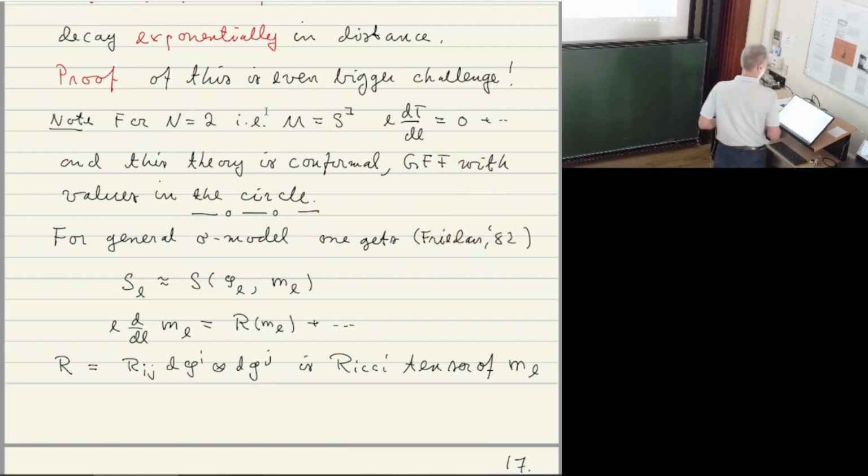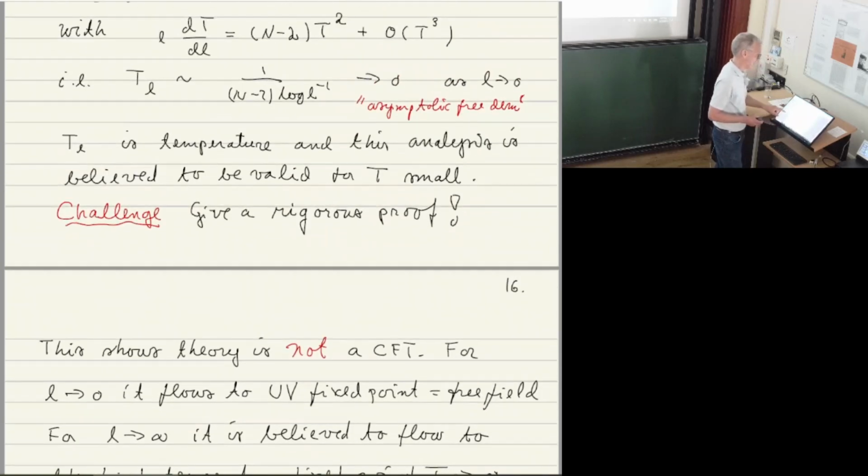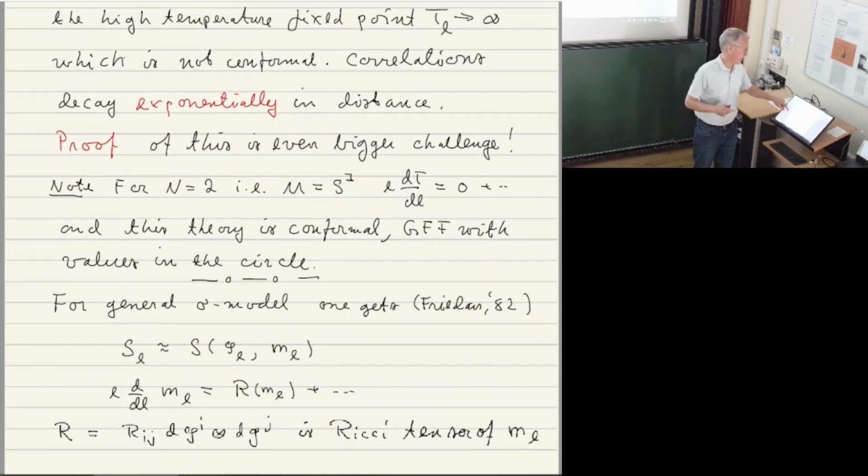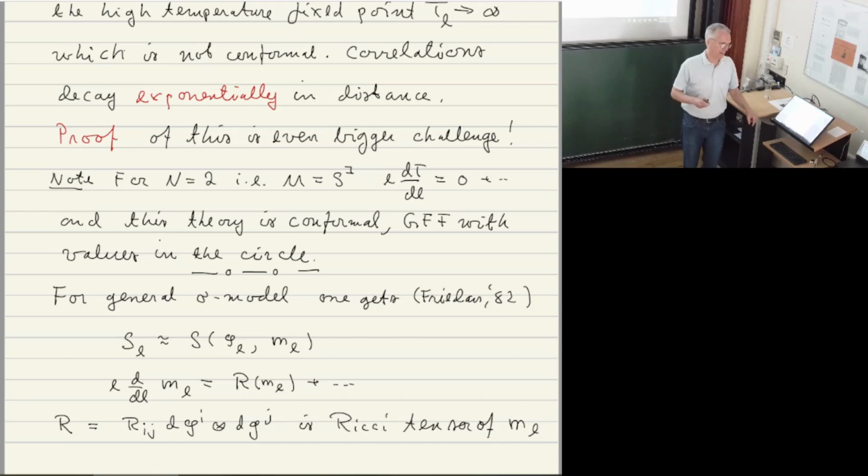Actually, for n equal to 2, that's the only counterexample. You see, then this thing is 0 here, right? That's when the sphere is just a circle. And then you actually have a conformal field theory. It's called the free field, the compactified free field, namely the target space is a circle, otherwise it's sort of a Gaussian free field. And that's a conformal field theory, a simple conformal field theory.